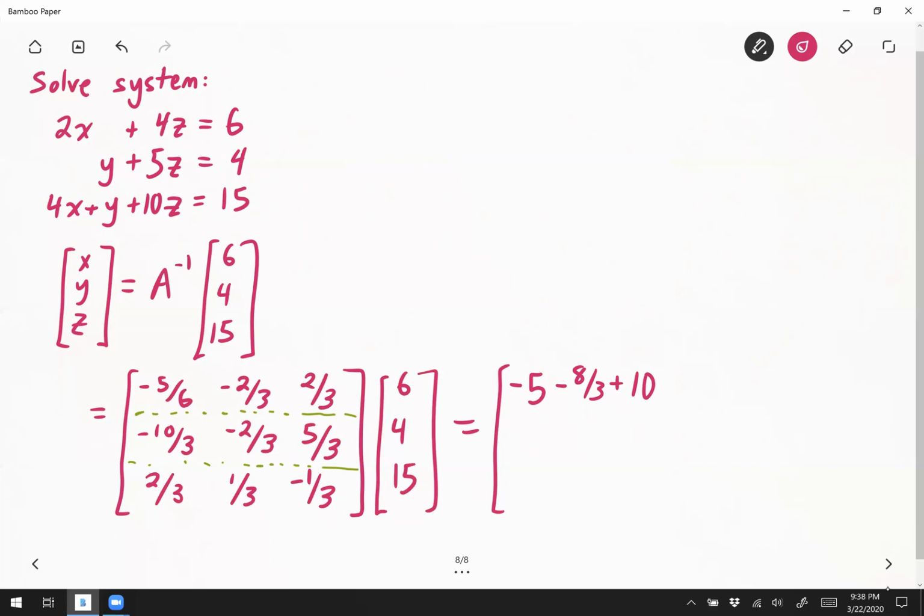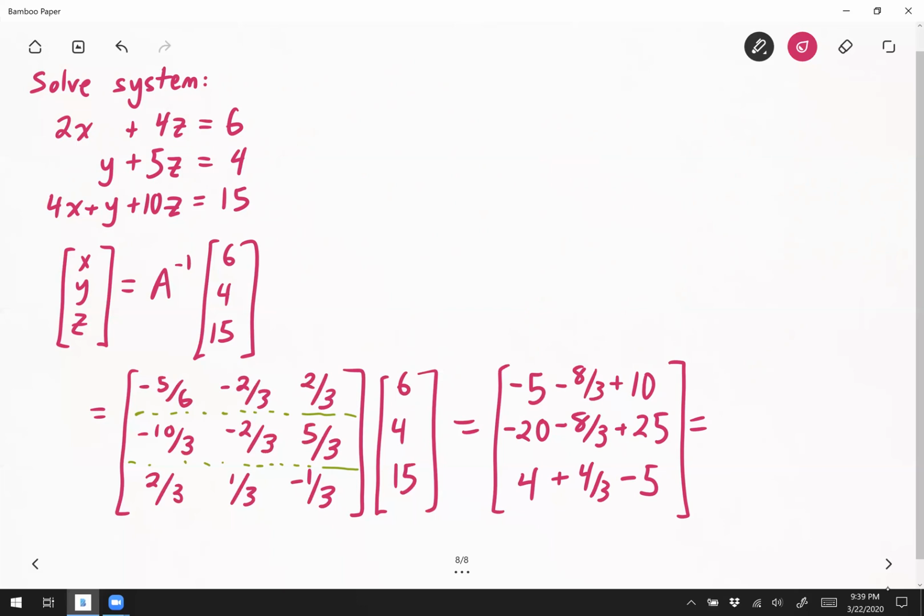Cool. Let's see, second entry. I'm going to have negative 10/3 times 6. It's negative 60/3. It's negative 20. I'm going to have, again, minus 8/3. Then I'll have, let's see, 5/3 times 15. The 15 and the 3 simplify a little bit to 5, so that'll be plus a 25. For the last entry, I have 2/3 times 6. That's 12/3, which is 4, plus 4/3 minus 5, simplifies.